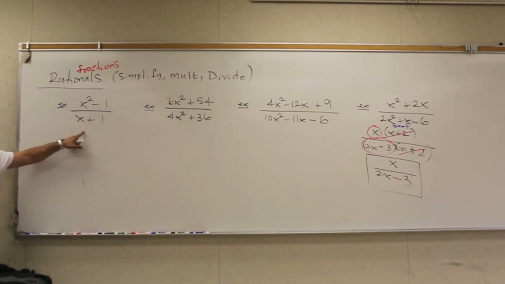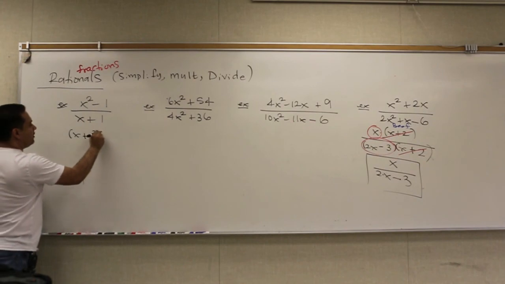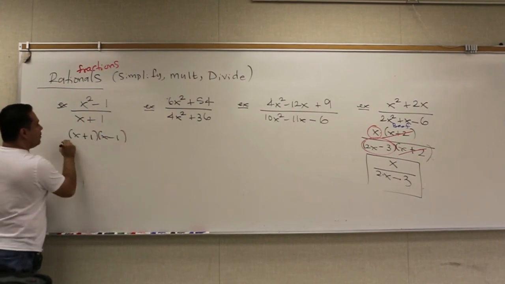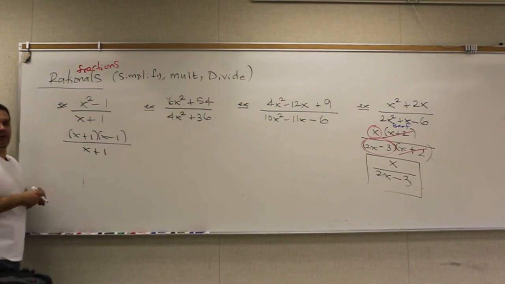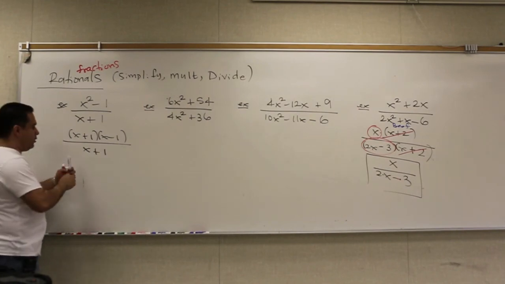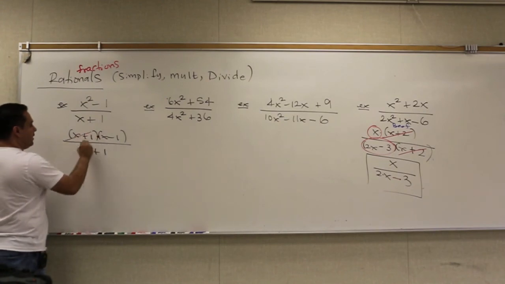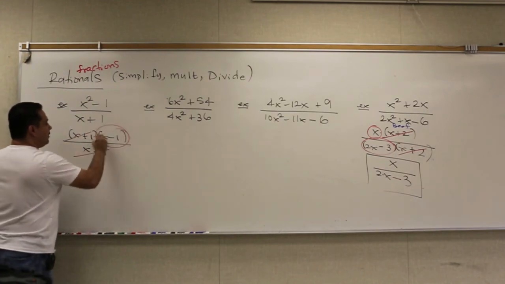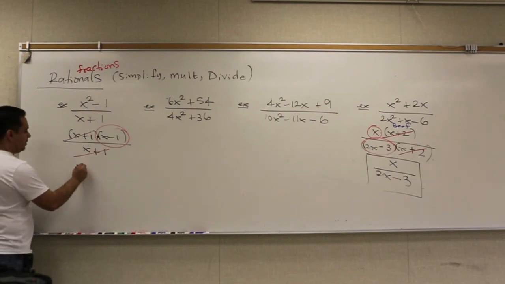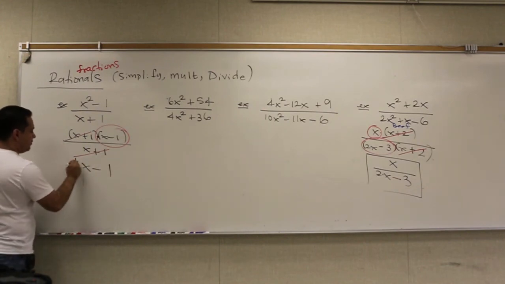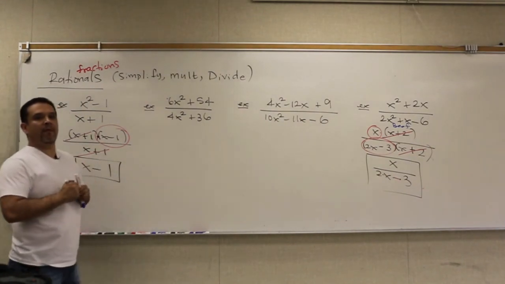Okay, guys, what do you got? Difference of perfect squares, x plus 1, x minus 1 over x plus 1. And again, you're multiplying here. What cancels? Just the x plus 1. What do you have left? Your x minus 1.